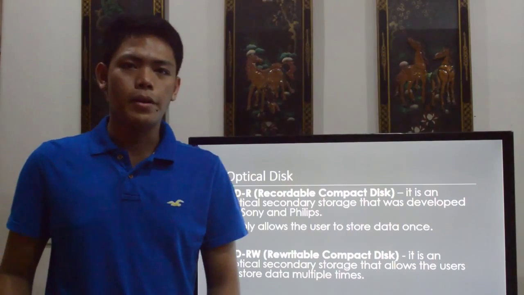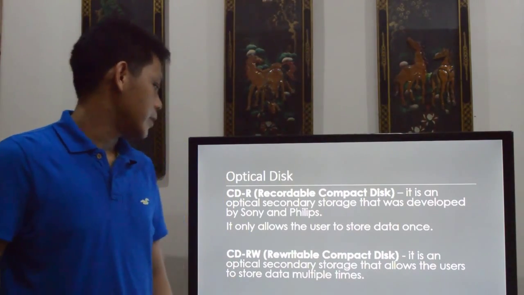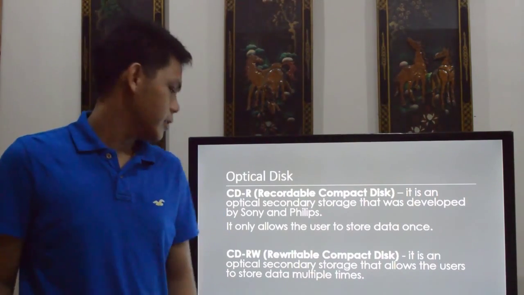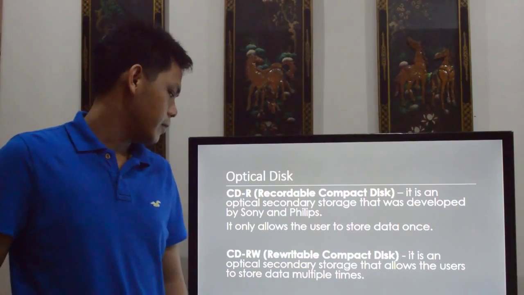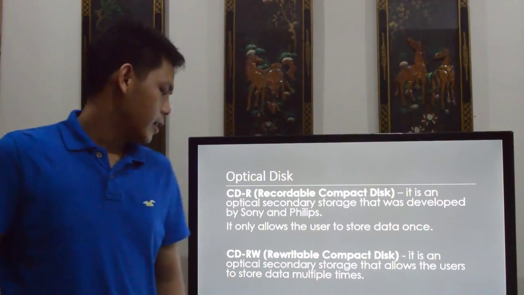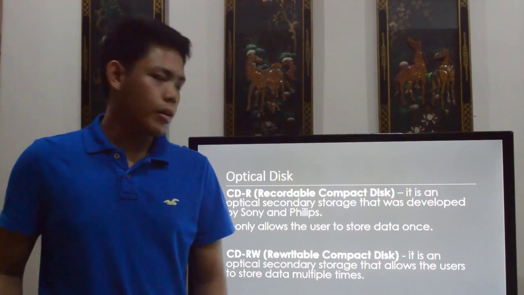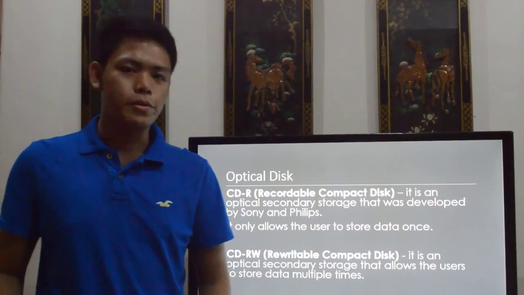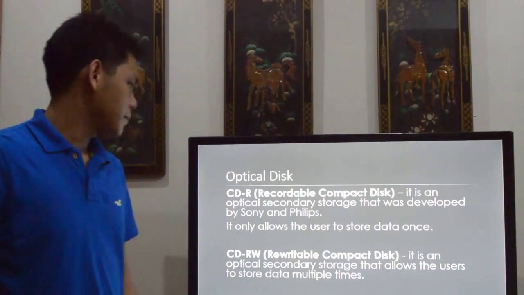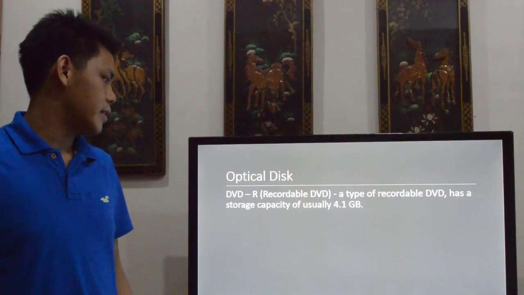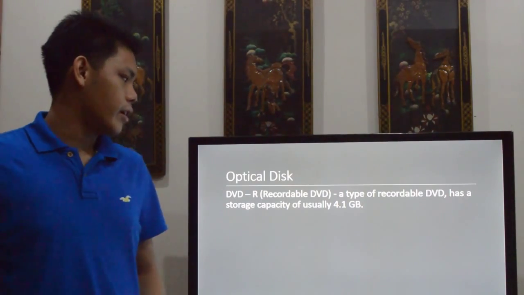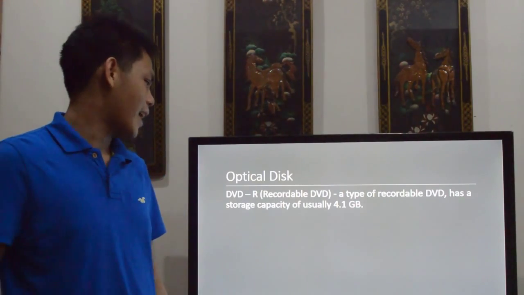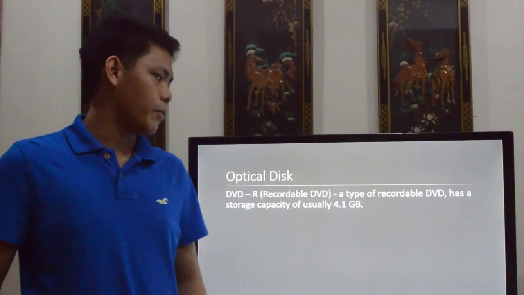CDR means recordable compact disk. It was developed by Sony and Philips. It allows the user to store data, but only once. Now, the CDRW, or the rewritable compact disk, is also the same as the recordable compact disk, but the thing is, it allows the user to store data multiple times. And this one is the last type of optical disk, the DVD-R, or the recordable DVD. A type of recordable DVD has a storage capacity of usually 4.1 gig.